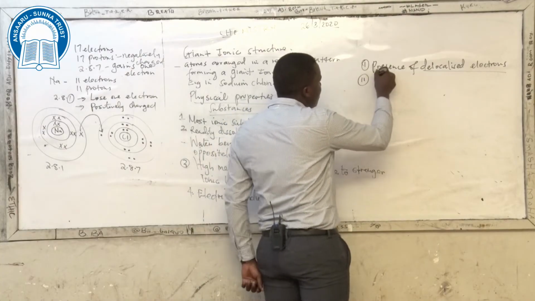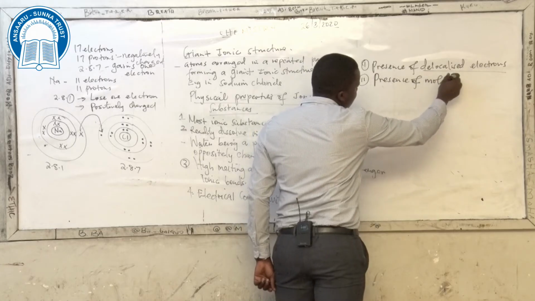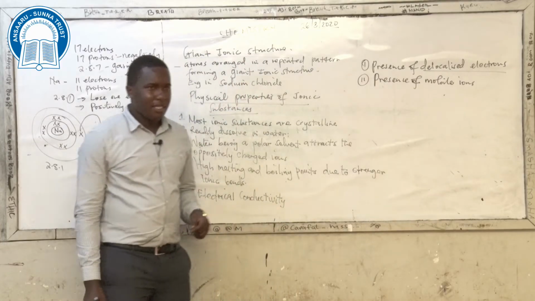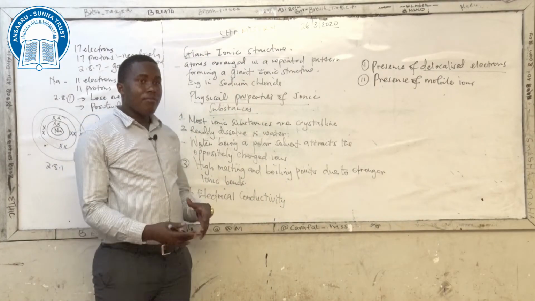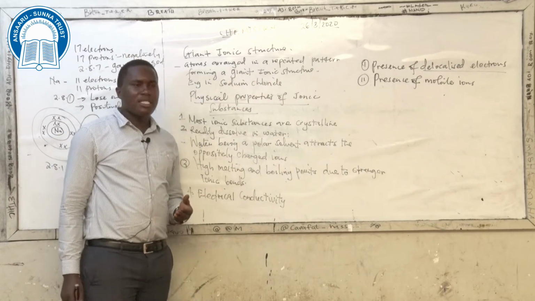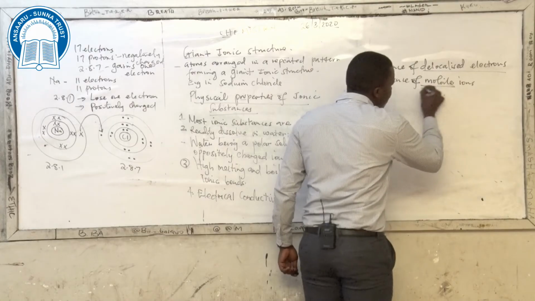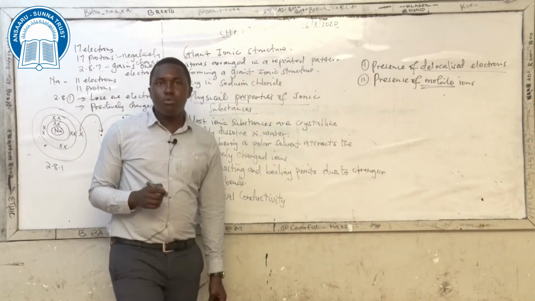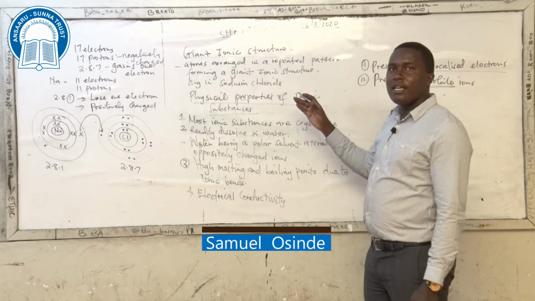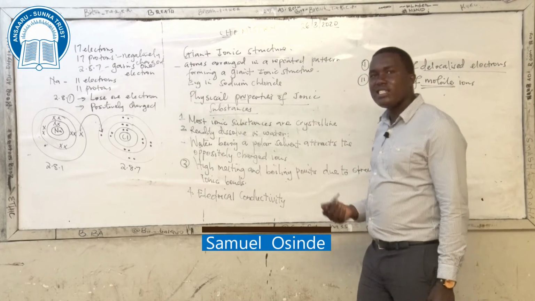Number two is the presence of mobile ions. The mobile ions are the ions that are able to move freely. And remember, we are talking about ionic substances, which means we are dealing with substances that have ions. But those ions must be mobile. They must be free to move from one end to the other. So, generally, ionic substances will not conduct electricity when they are in the solid state.